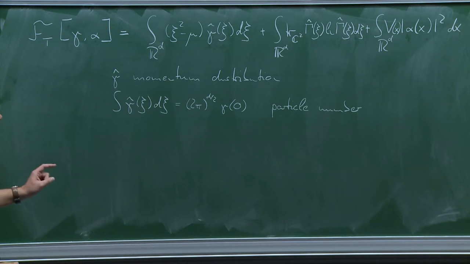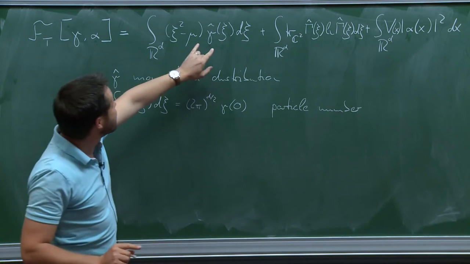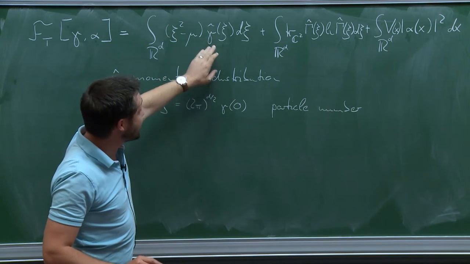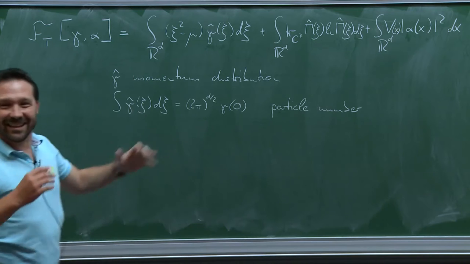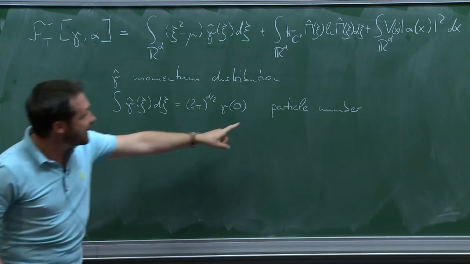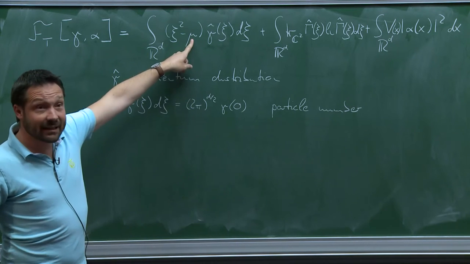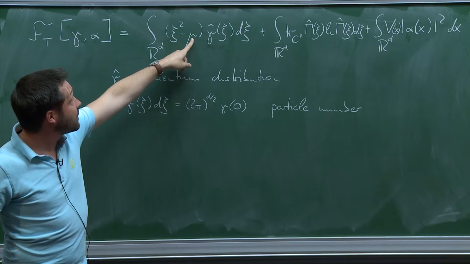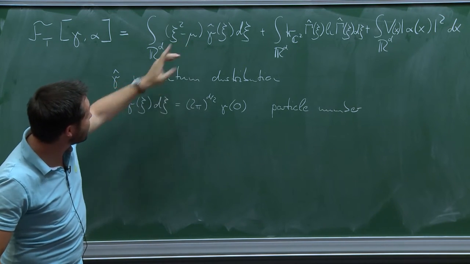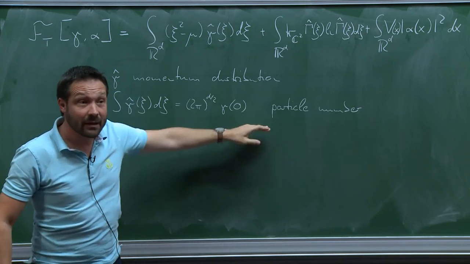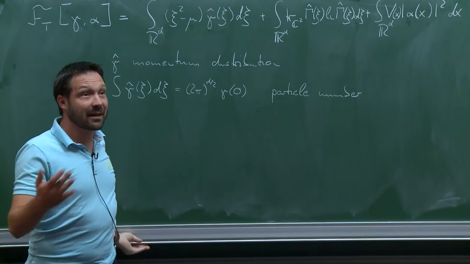And you might also see that when I minimized, I did not fix the particle number. However, instead, I introduced this parameter mu. And you see from this formula, this is really mu times the particle number. Okay, so that is just a trivial mathematical step.